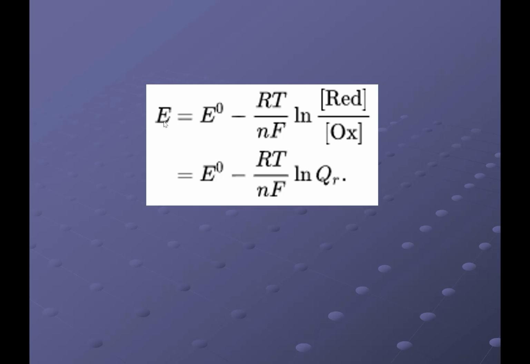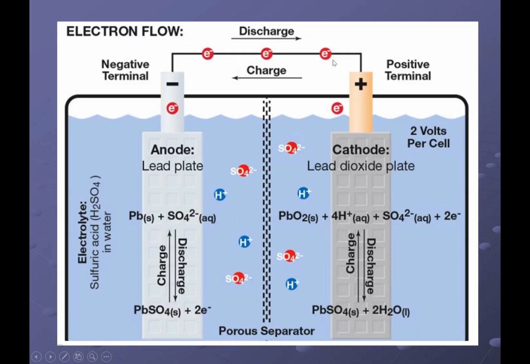So I'm just going to flip over a few pictures of different battery setups here. This is our standard car battery. We have lead oxidizing, and we have PbO2 being reduced. As long as the lead and the PbO2 are encountering the H2SO4, it can react, it can discharge, it can cause electrons to flow one way. These two end up forming PbSO4 as a solid that coats the plate. It prevents the PbO2 and the Pb from reacting any further.